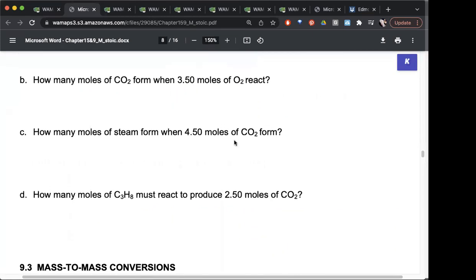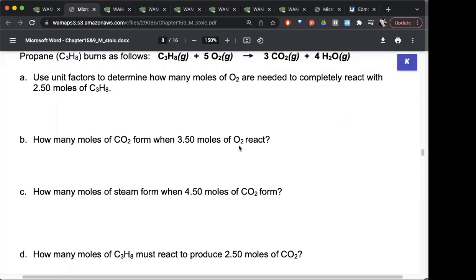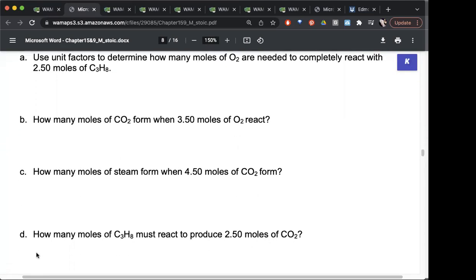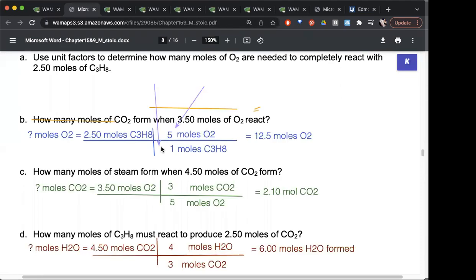Oh, I got one more. All right. How many moles of propane will react to produce 2.5 moles of CO2? I'll keep those all up there.